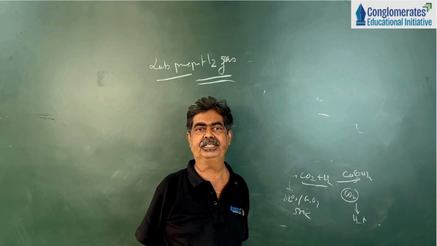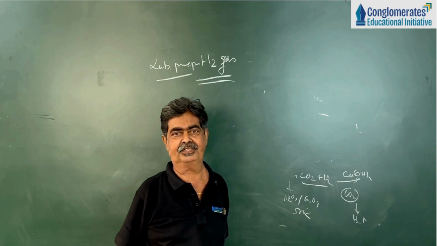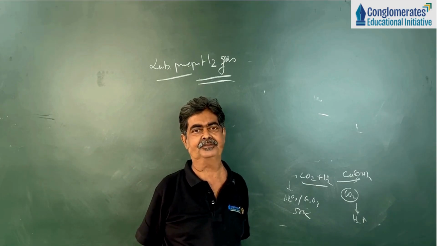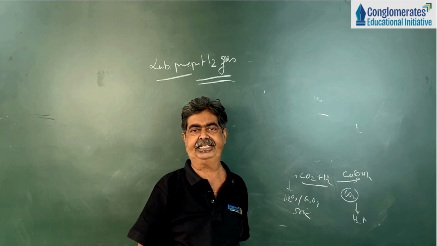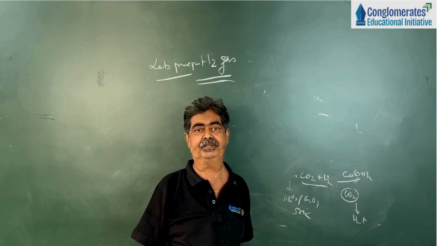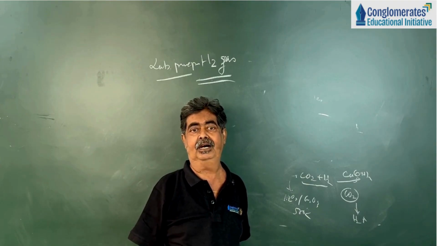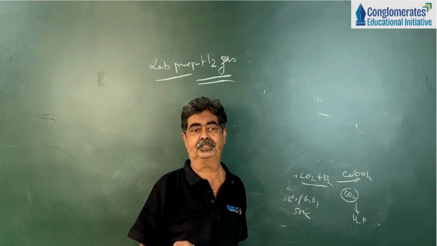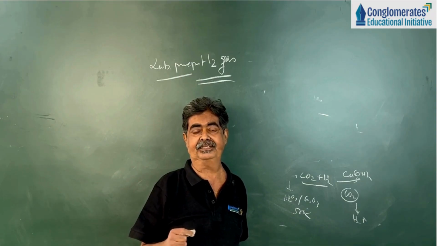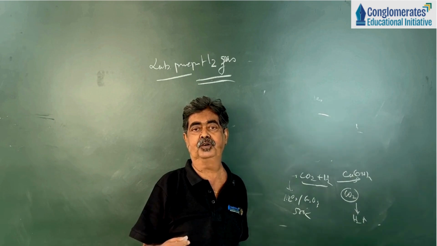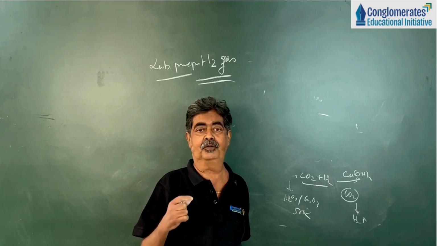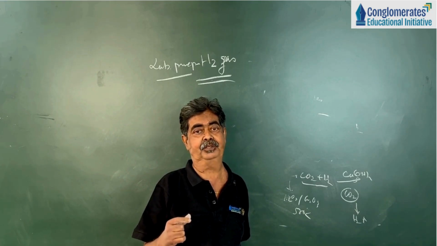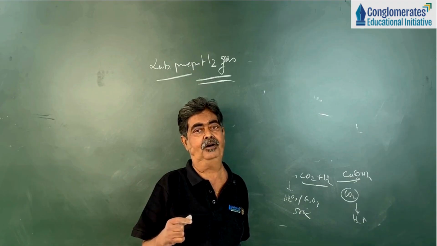In the laboratory, Zn plus 2HCl, dilute hydrochloric acid, gives zinc chloride plus hydrogen gas. This hydrogen gas is collected by the downward displacement of water. A very important point: this hydrogen gas is very dangerous, because if it is not properly handled it will explode, since a mixture of hydrogen and oxygen is explosive. So we have to collect hydrogen gas very carefully by the downward displacement of water.